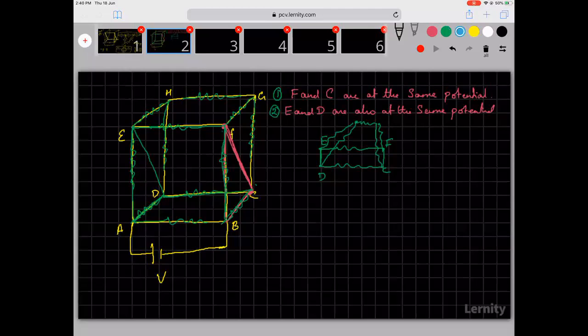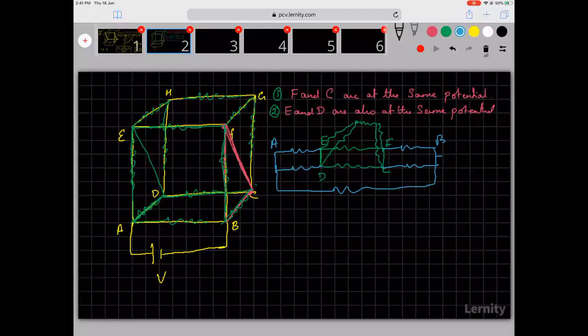Now I will draw the other wires in another color. I'll come to this side, E to A and D to A. So A here, this is the one, this is the one. Similarly, from F and C to B. Okay, so this is A and this is B. Now between A and B, there is another resistor.